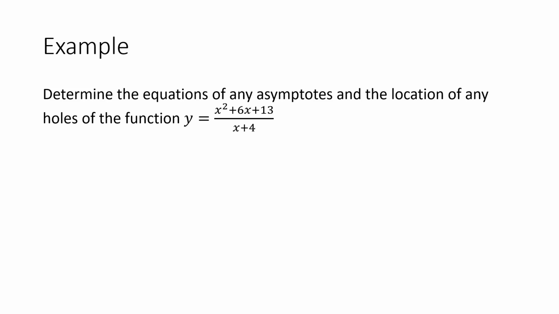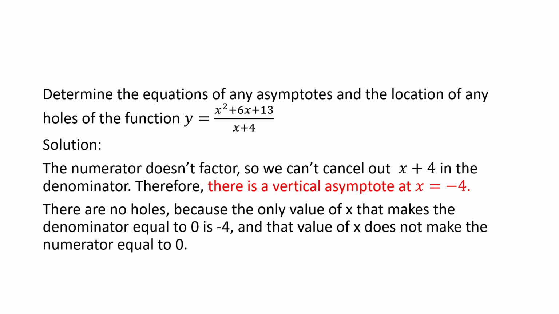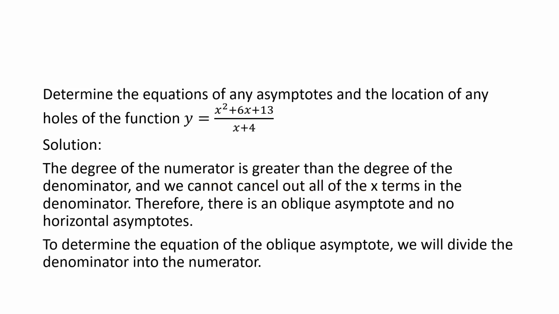And finally, let's talk about this question. We have (x² + 6x + 13) over (x + 4). The numerator doesn't factor, so we're not going to be able to cancel out x + 4 in the denominator. So we've got a vertical asymptote at x = −4. There are no holes because the only value of x that made the denominator 0 was −4, and that value doesn't make the numerator equal 0. In other words, it doesn't cancel out. So we have no holes, and we have a vertical asymptote at x = −4.